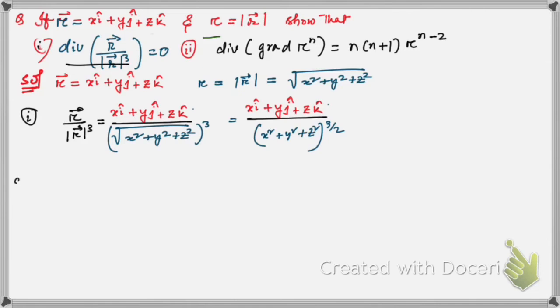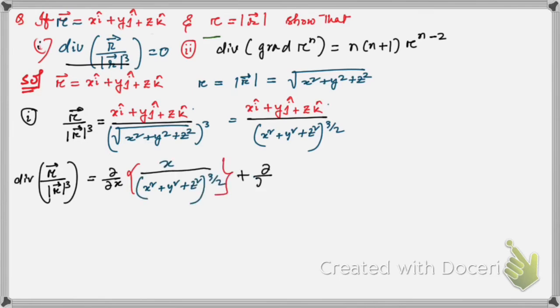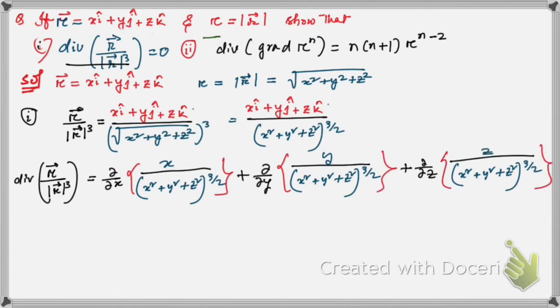So here you see, if you find the divergence of this, then you have to differentiate partially the x component, then partial derivative of its y component with respect to y, then partial derivative of its z component with respect to z. So what we have done here, we have taken the x component, x by this one, then the y component, y by this one, then z by this one, right? This is the z component. We differentiate the x component partially with respect to x, the y component with respect to y partially, then partial derivative of z component with respect to z. That's how we find the divergence, right? So that's how we need to find the divergence.